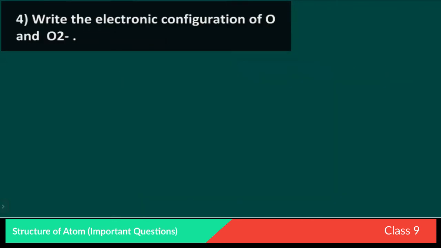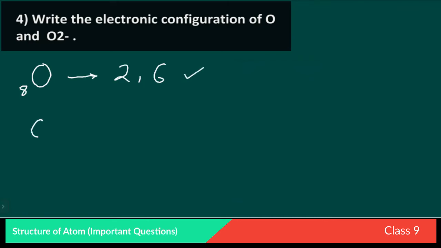Write the electronic configuration of oxygen, that is O and O2 minus. We have done this question in the previous one, so I'm again repeating this. Oxygen has an atomic number of 8, so it will have a configuration of 2, 6. This is the electronic configuration of oxygen.